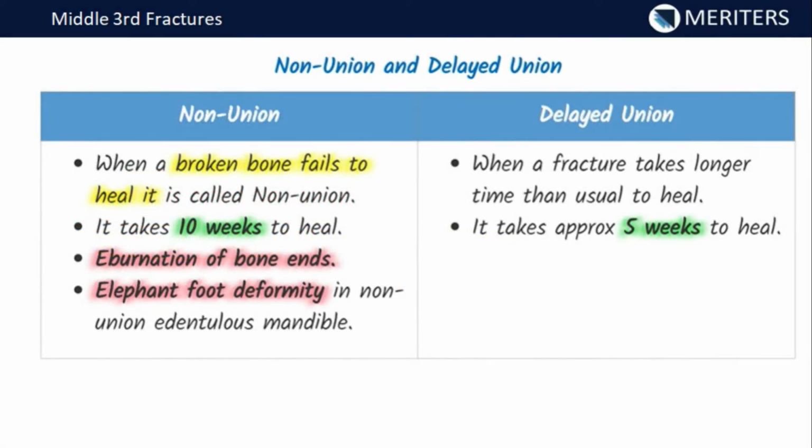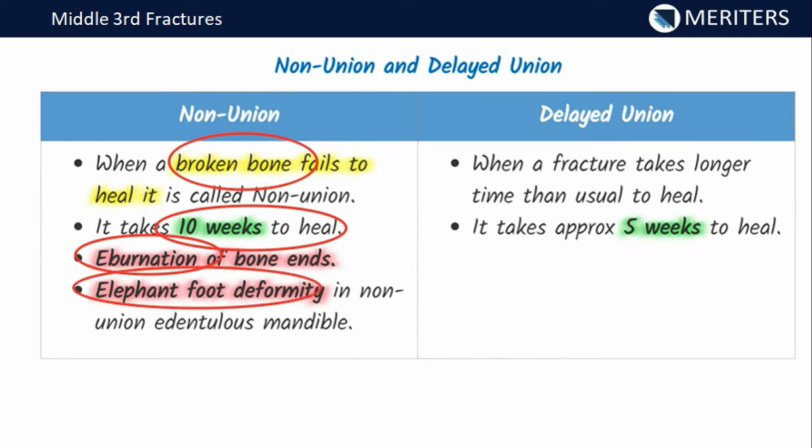Now non-union and delayed union, there are two terminologies. Non-union is basically when the ends of the fractured segment become eburnated, then the non-union will be seen. So when broken bone fails to heal, it is known as non-union. Now it takes more than 10 weeks to heal, and eburnation of the bone ends can be seen, as well as you can see the elephant foot deformity in the non-union edentulous mandible. So what is delayed union then? When a fracture takes longer time than usual to heal, and it can take approximately 5 weeks to heal, that type of union is known as the delayed union.